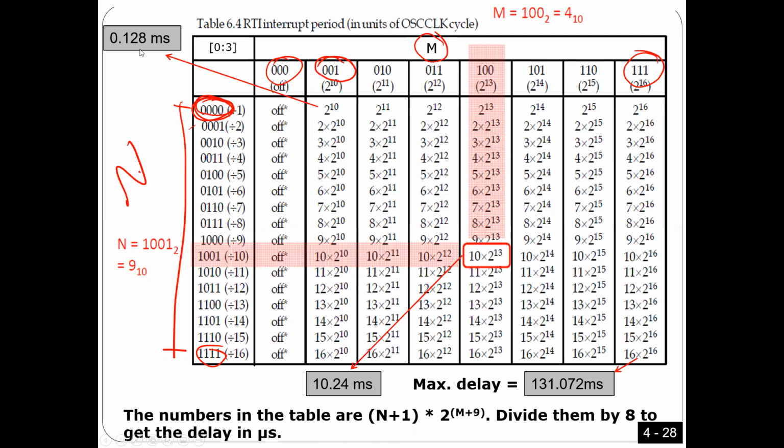This is the smallest delay, or time out, we can have, 0.128 millisecond, right? So where is the maximum delay I can have? The maximum delay is here. This is when you put 1 here and 4 ones here, so all of them are ones, right?